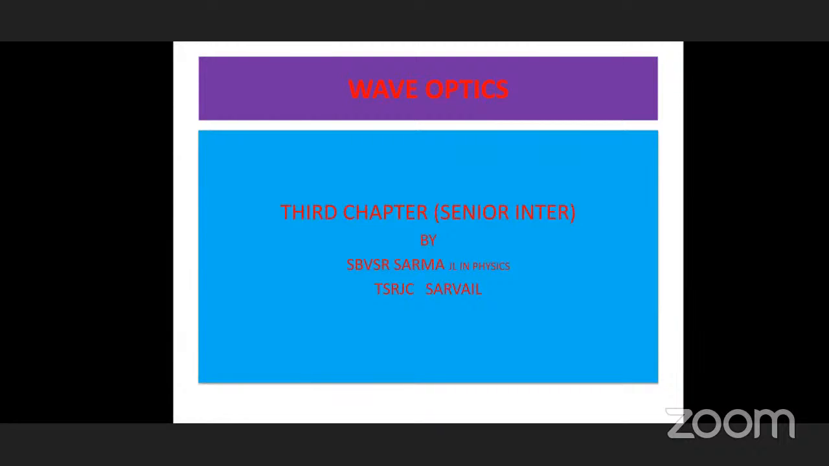But interference and diffraction, two more complicated phenomena of light, were discovered. Interference and diffraction could not be explained with ray optics and also Newton's corpuscular theory, but these two can be successfully explained by wave theory, Huygens wave theory. So what is this theory? We have already discussed it in the last class also.